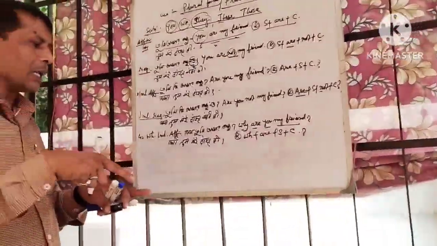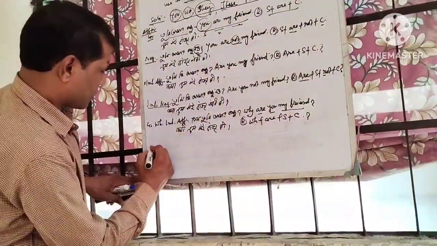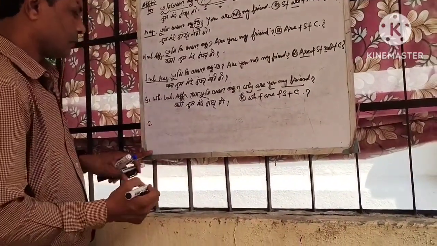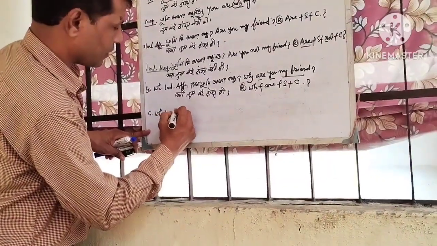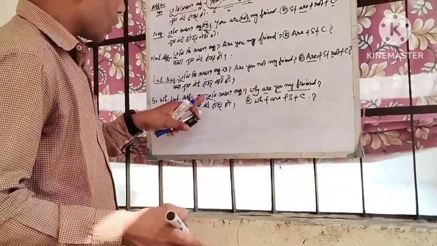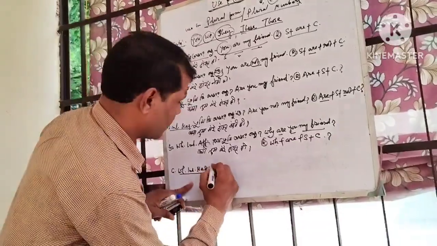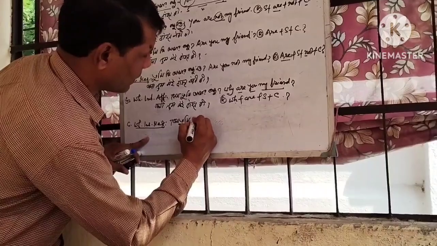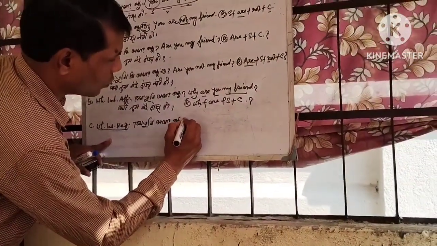Why are you my friend? Clear? Yes. This is number 5. Number 6: WH interrogative negative. WH interrogative negative.